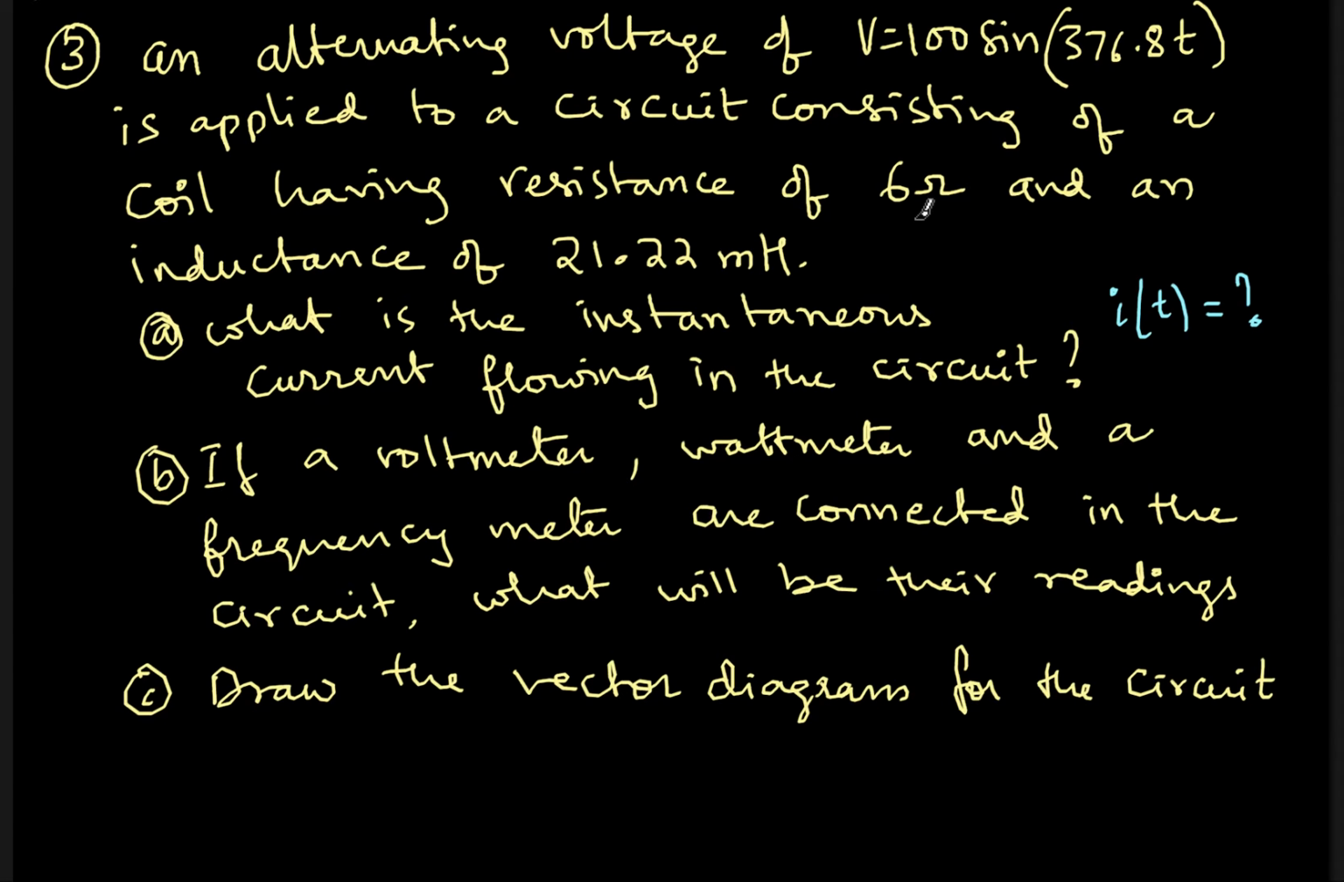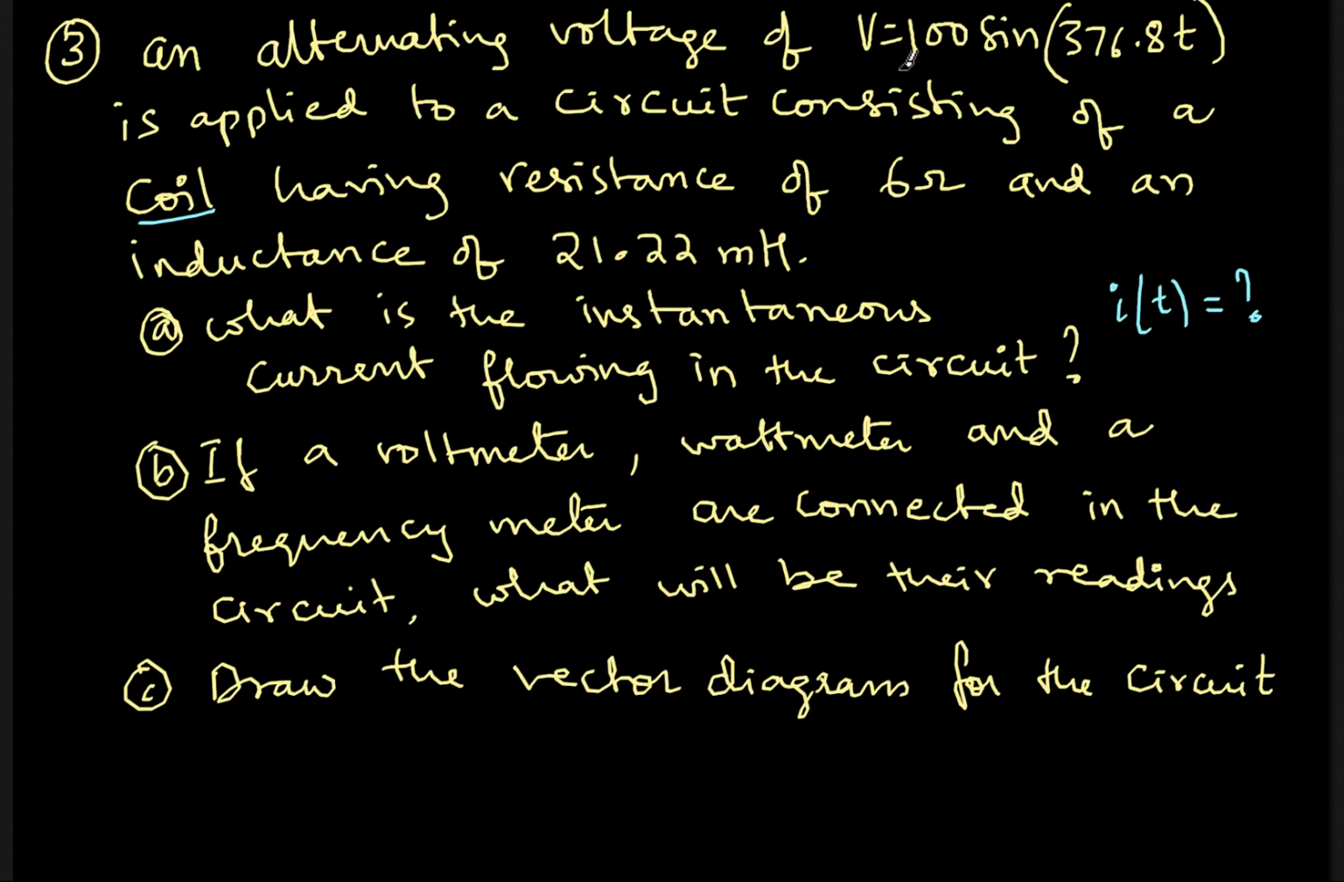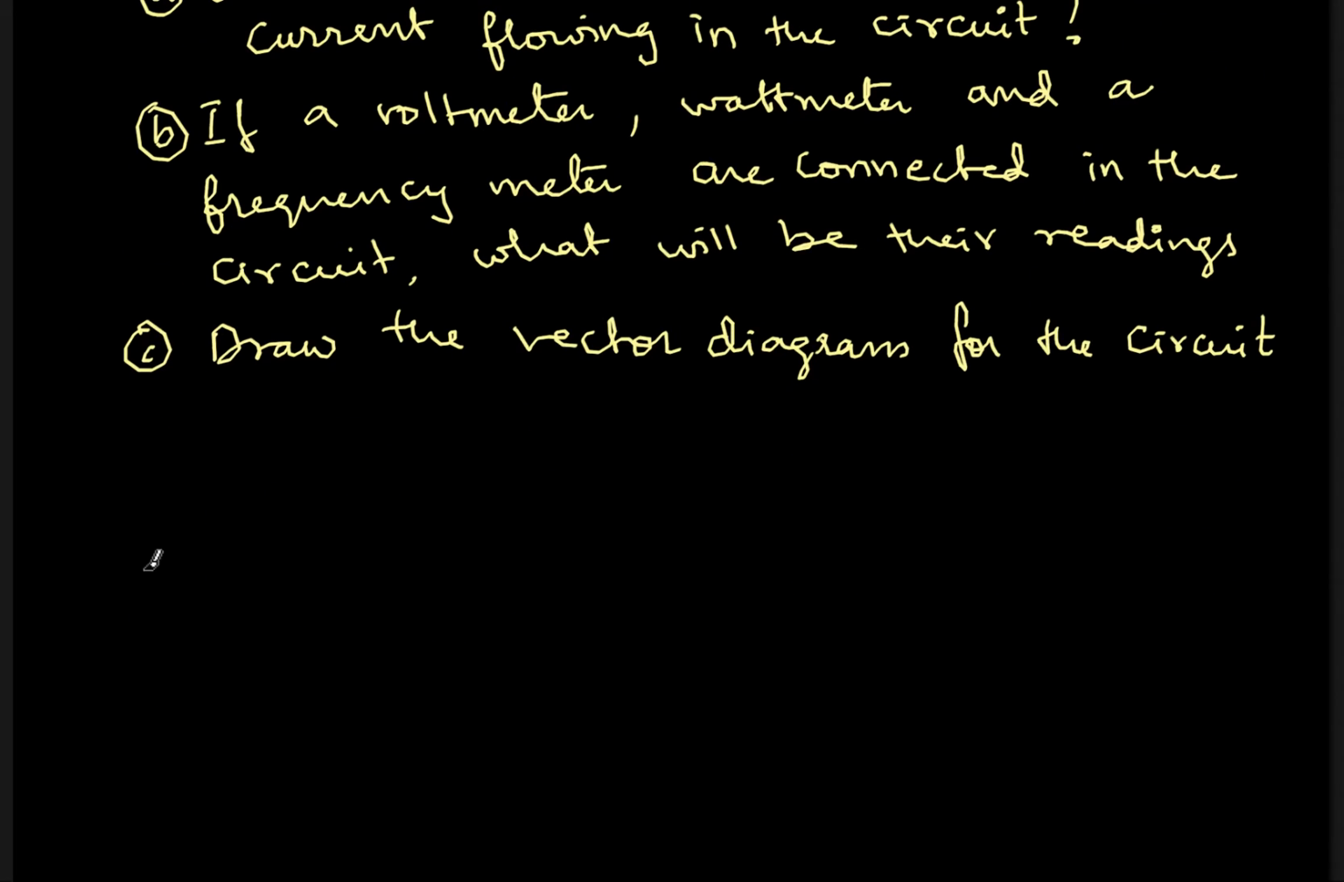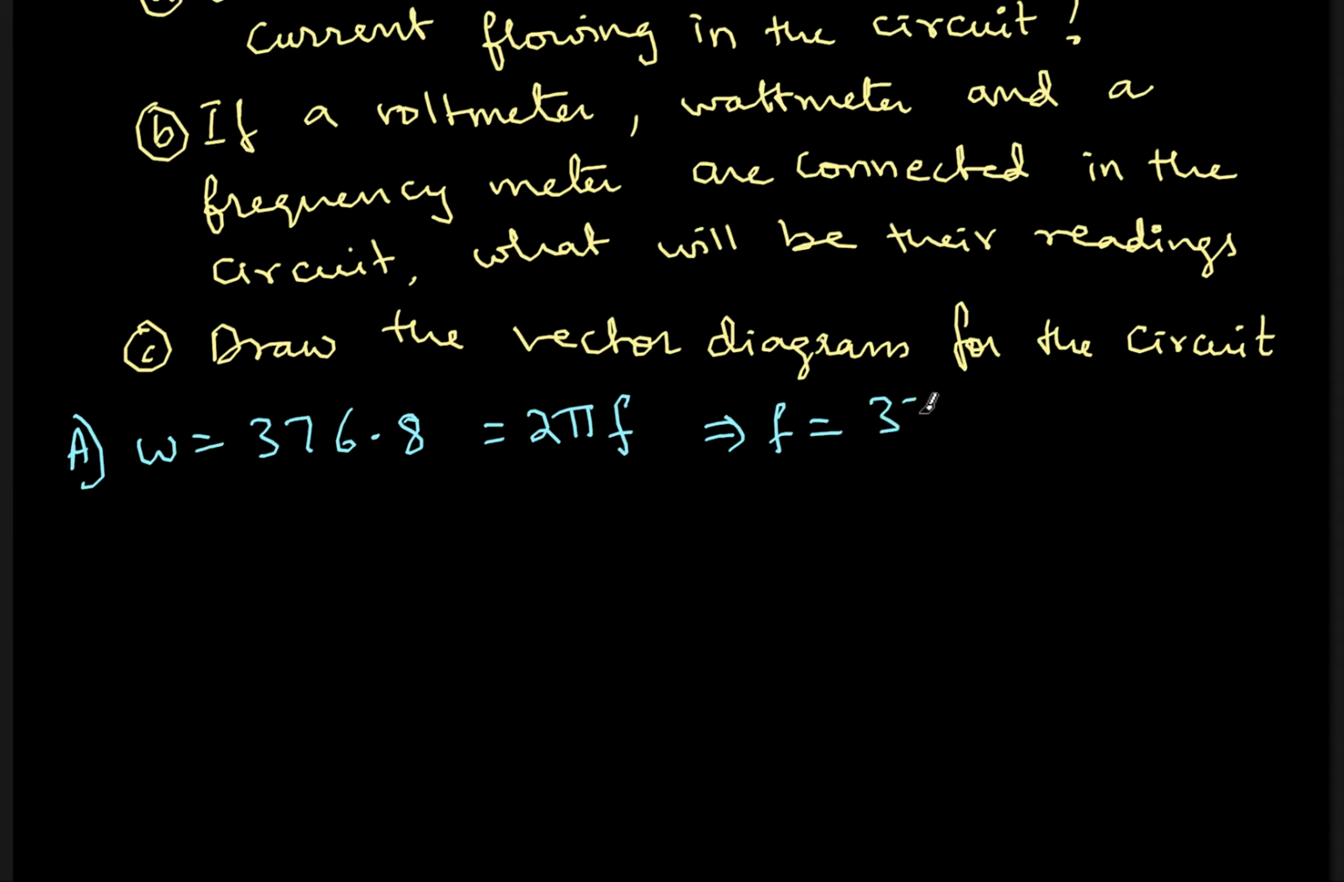Let's solve the first one. The element that is given is a coil. The coil itself, internally, has a resistance and an inductance. First we find the frequency, because we'll have to find the inductive reactance. The equation given is this one. So omega is 376.8, which is nothing but 2 pi f. This implies f is 376.8 divided by 2 pi.